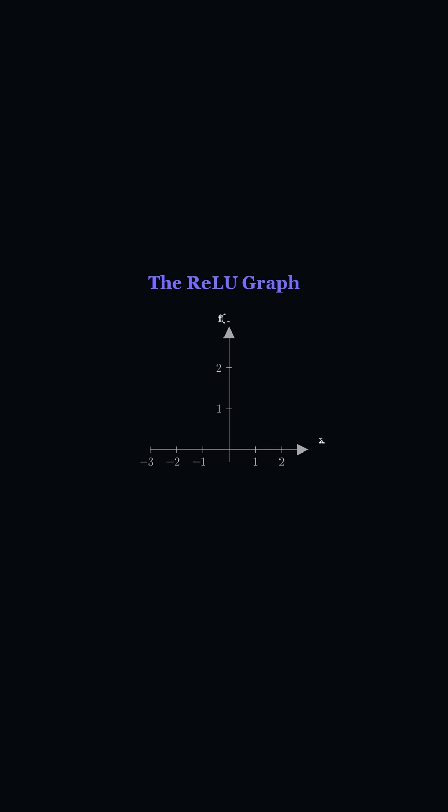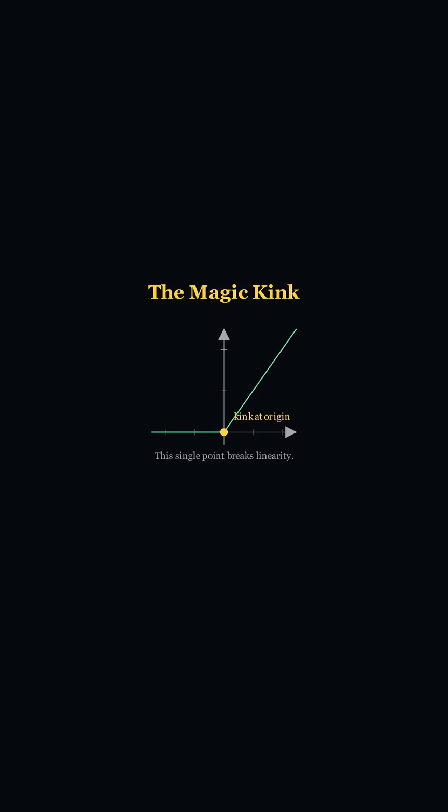On a graph, ReLU looks like a hockey stick. Everything left of 0 is flat, a dead zone. Everything right is a diagonal with slope 1. That single kink at the origin, that's what gives the entire network its nonlinearity.